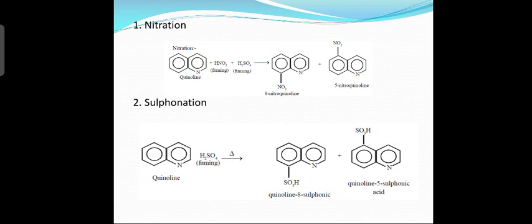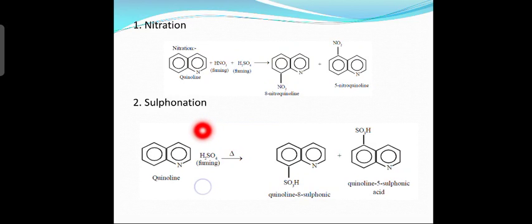Alright. Now let us see examples of electrophilic substitution. First one is nitration. Quinoline reacts with fuming nitric acid and fuming sulfuric acid to give a mixture of 8-nitroquinoline and 5-nitroquinoline. So this is nitration. Next is sulfonation.